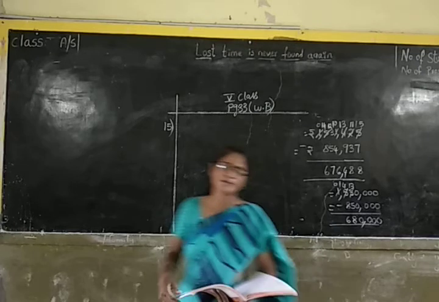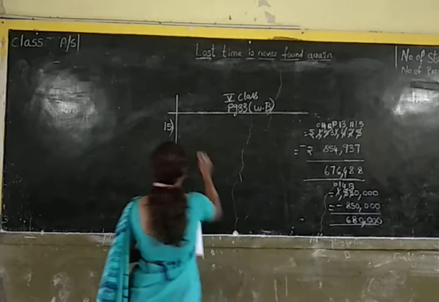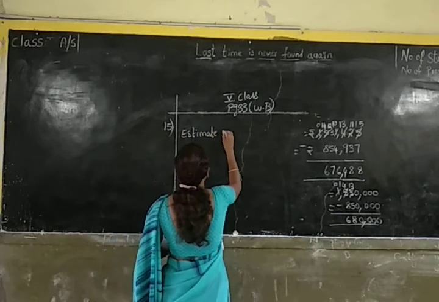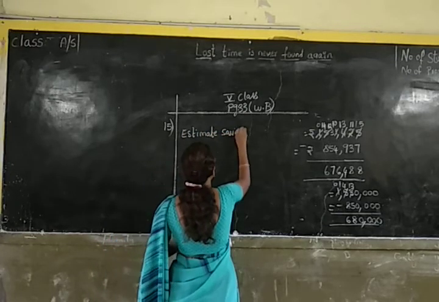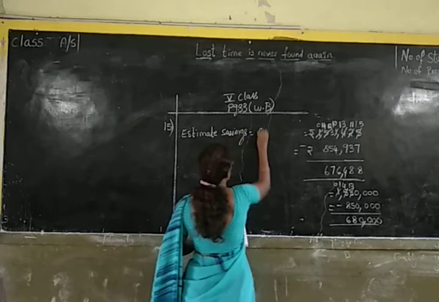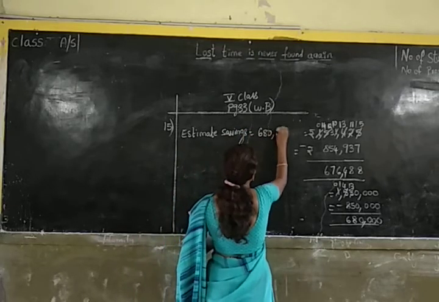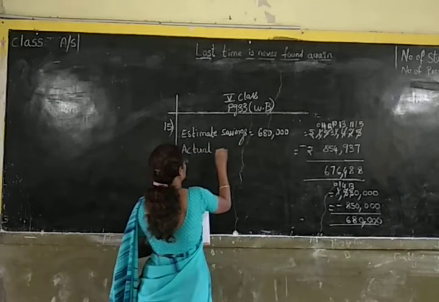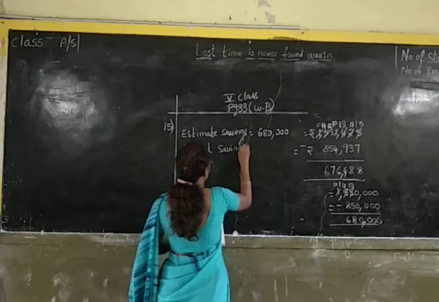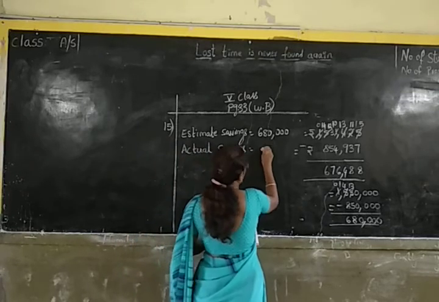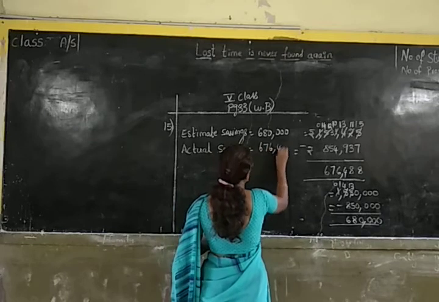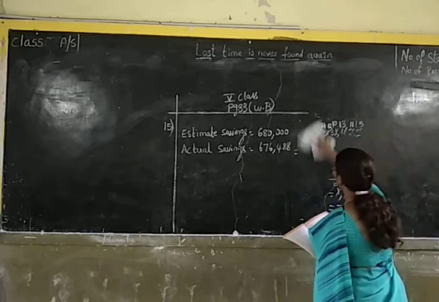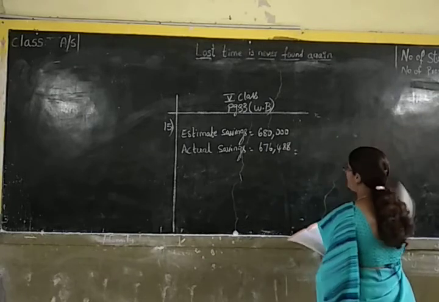So now we have to find out the difference between the estimated savings and the actual savings. Estimated savings is 680,000 and actual savings is 676,488. Now we have to find out the difference between the estimated savings and the actual savings.